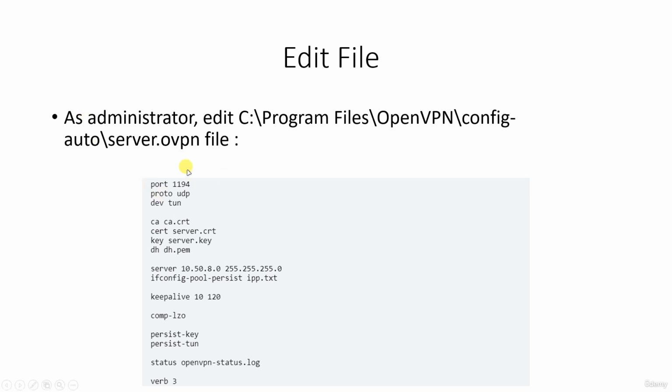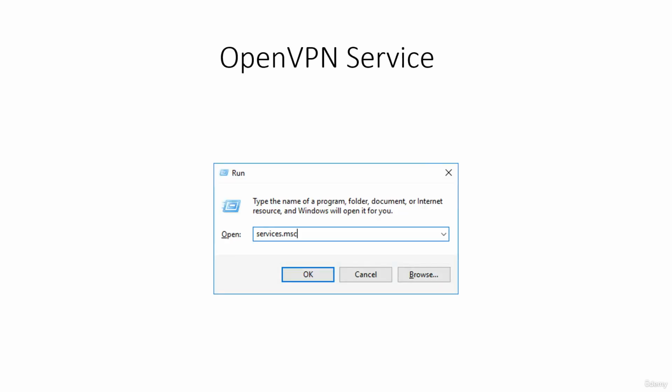Make sure you change all of those into this, and then we need to save this OpenVPN config file and restart our OpenVPN service. So how can you restart the OpenVPN service? Simply go to services. First search for run in your Windows, then search for services.msc.